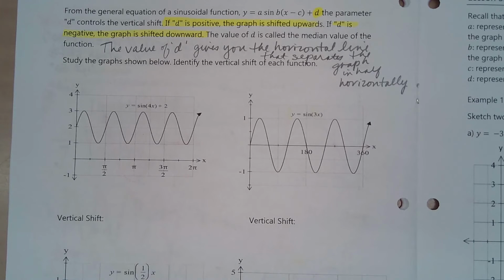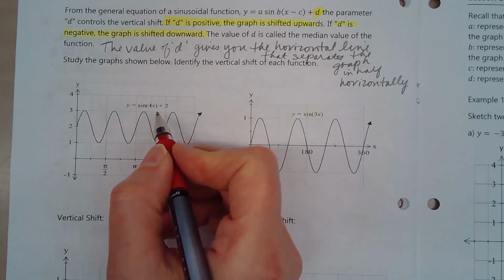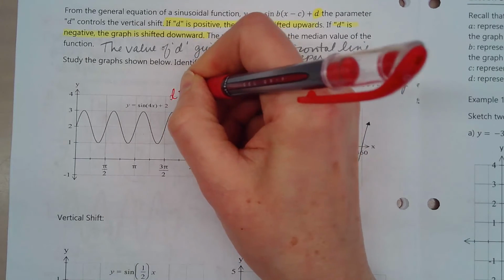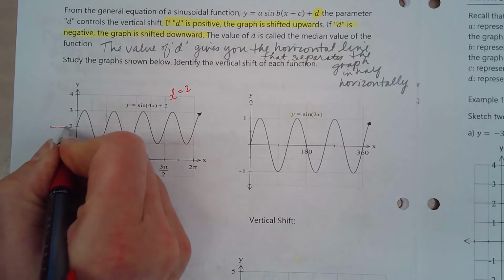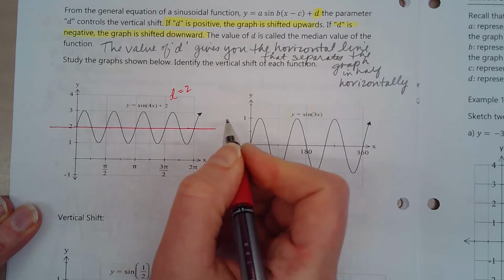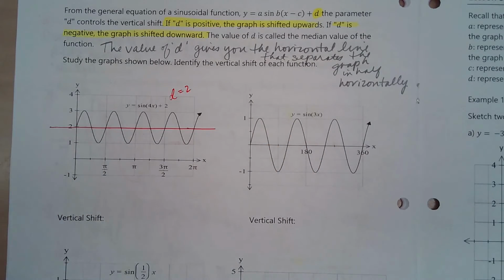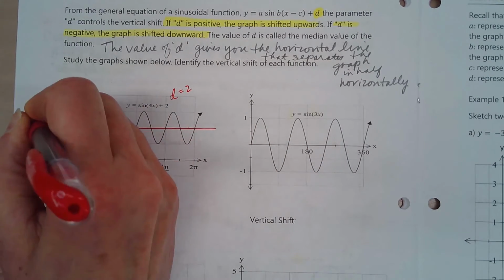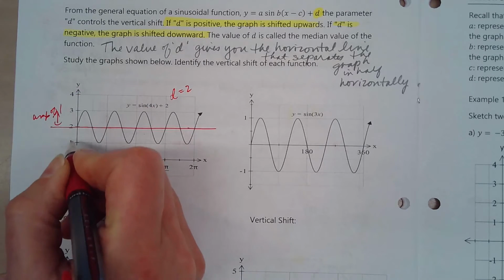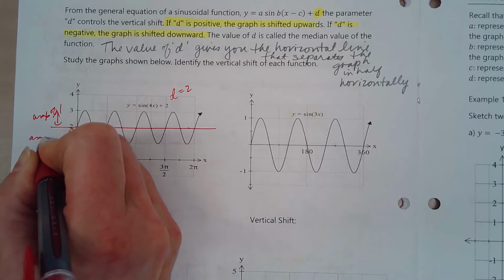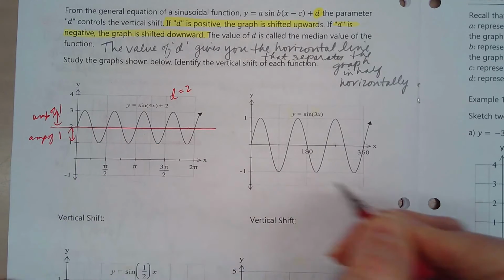The normal sine and cos graphs, without any shifting, without any special A, B, C's, and D's, you can see the median value is the x-axis, right? Y equals 0. But that's not always the case. Sometimes we have a median value and the graph can be shifted up or down. So let's take a look at this first one. What does the equation tell you that D is? D is 2. So let's see, sure enough, there it is. The median value is 2. That cuts the graph horizontally in half. So we have an amplitude of 1 and an amplitude of 1.